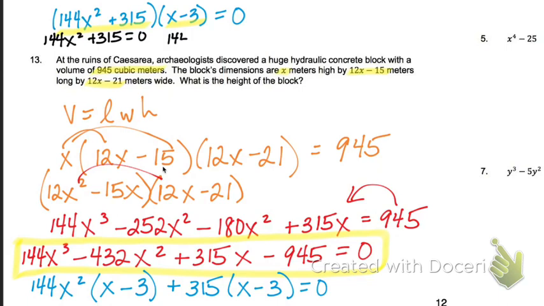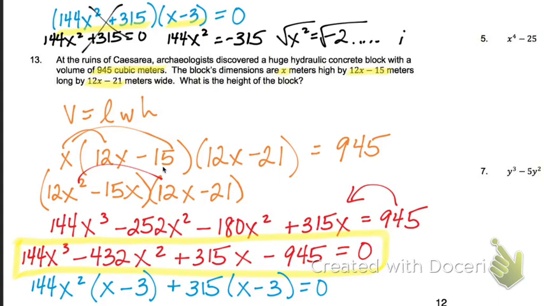Move the 315 over. What do you already notice about this? What kind of answer do you think I'm going to get? Which one? The first one? Yeah. I think maybe negative. So if I divide 315 by 144, you get x squared equals negative 2 point something, maybe negative 2.5 or something like that. But when you take the square root of a negative number, you end up getting an imaginary number, an i. So we can automatically rule out this one. I'm also going to say that x minus 3 equals 0, so x equals 3.